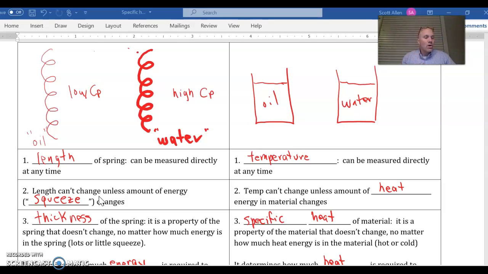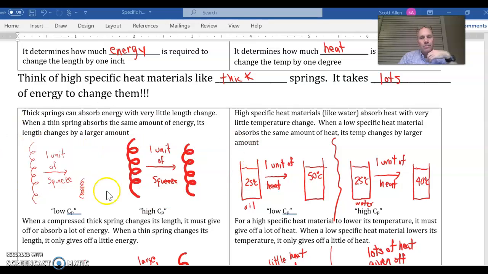So water acts like this right here. It takes a lot of energy for its temperature to go up by a little bit, but you have to take a lot of energy away from it for its temperature to go down. Whereas oil, you give it a little bit of heat, and its temperature is going to shoot up. You put it in the freezer, you take some heat away, its temperature is going to shoot way down.